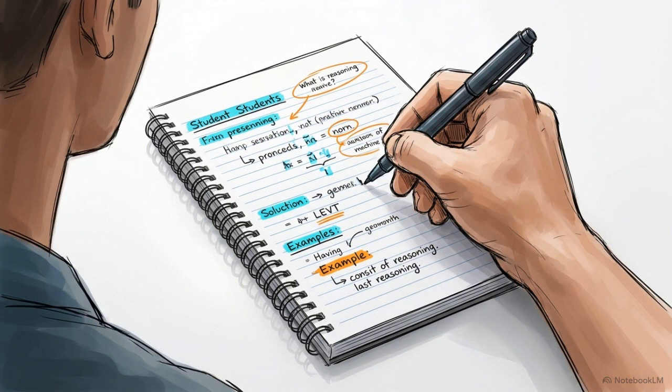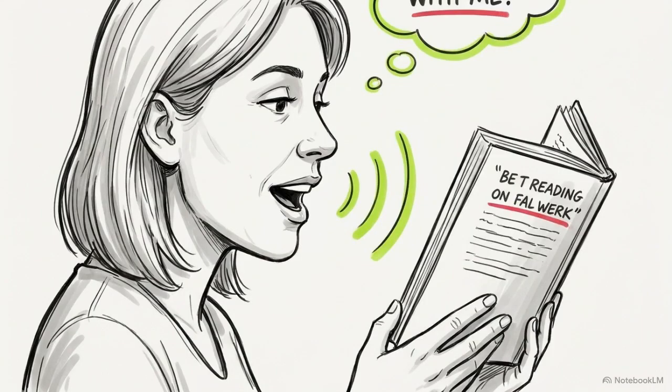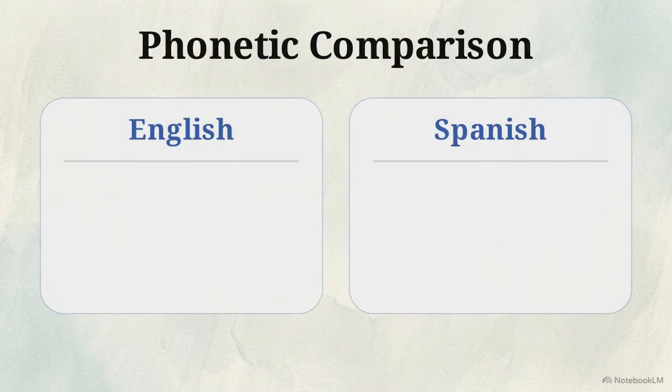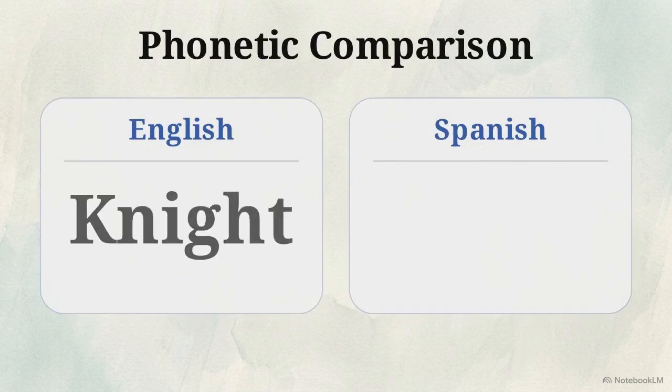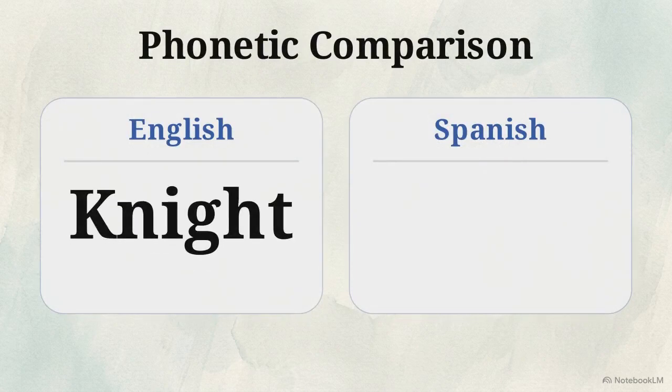Most languages have spelling traps, but Spanish is almost perfectly phonetic. Every letter produces a consistent sound, with almost no exceptions. To see how helpful this is, look at this comparison. In English, a word like night is difficult because of its silent letters. We have to cross out the K, G, and H just to find the spoken word.